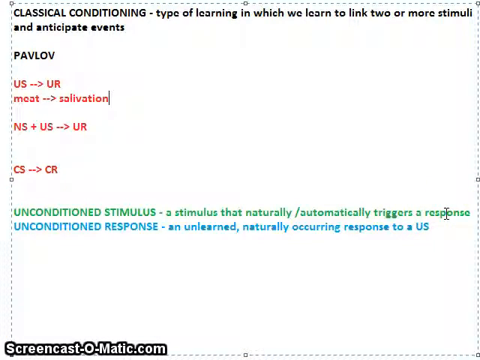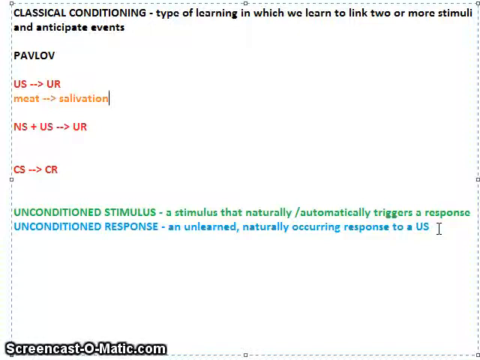You do not have to teach a dog to salivate. If you put meat in front of him, he automatically does it. It is unlearned, it is natural. So meat is the unconditioned stimulus. The unconditioned response is salivation.